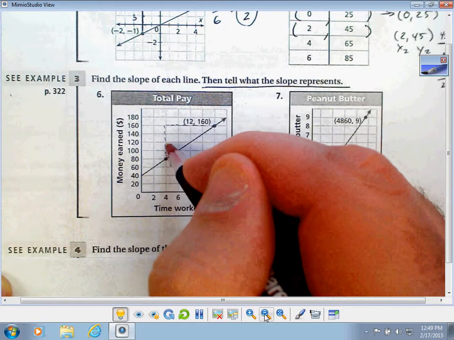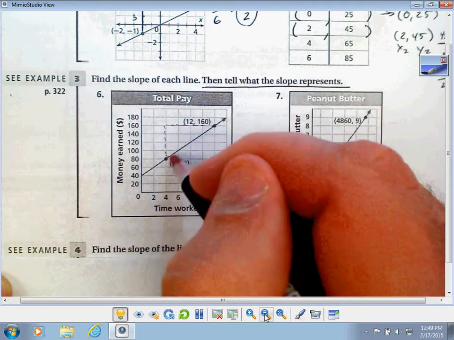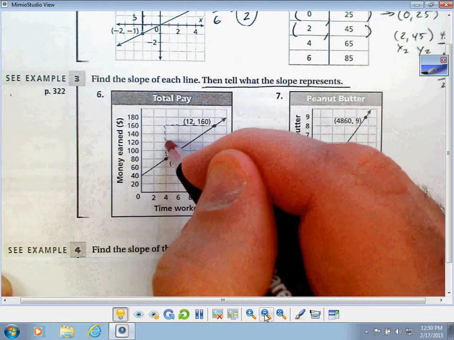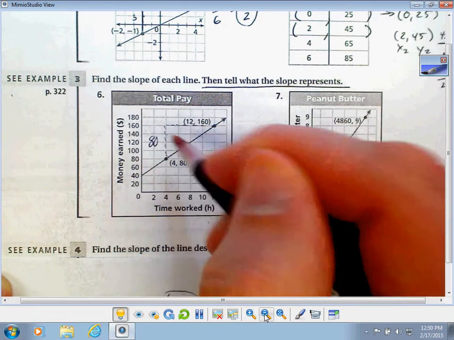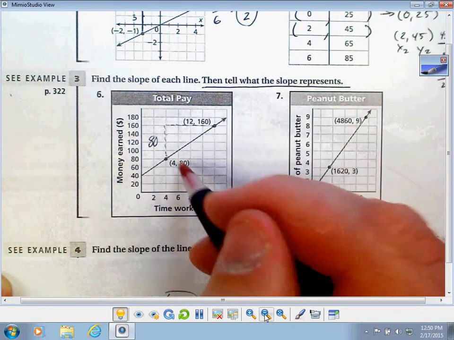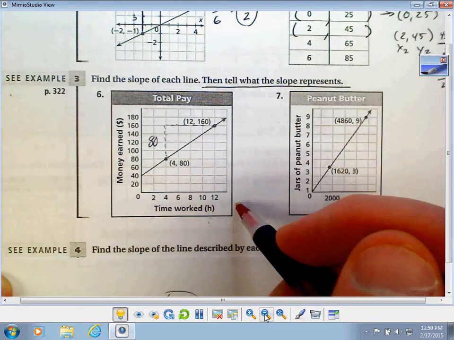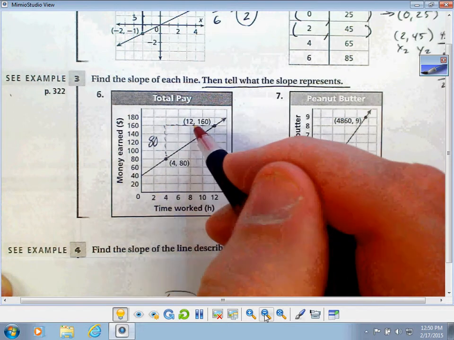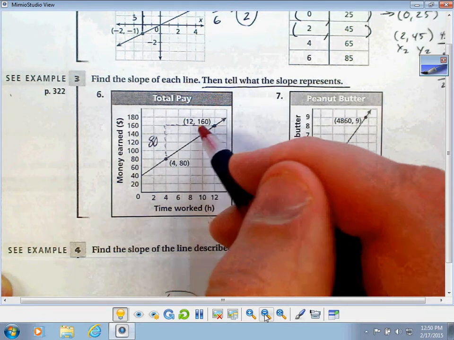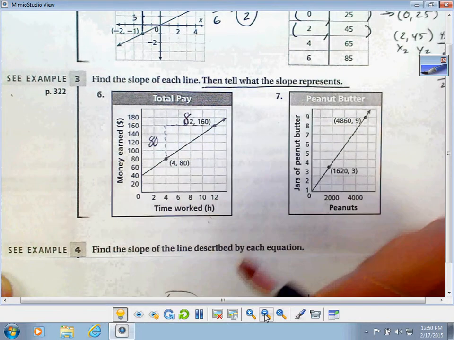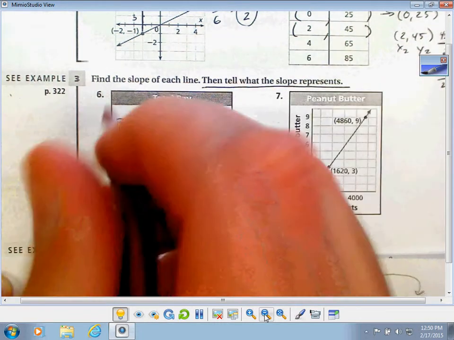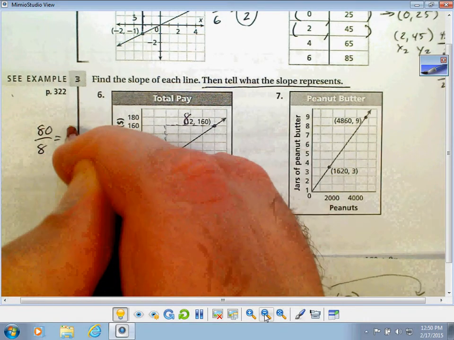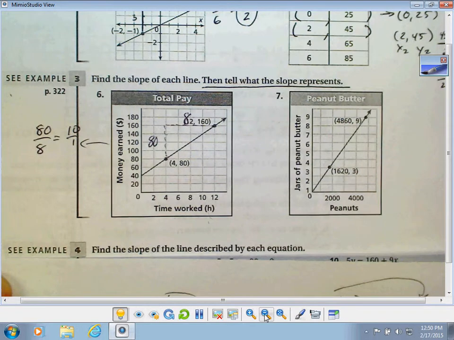So I'm not going to go 1, 2, 3, 4, because each one of these blocks is not by ones, it's by 20s, as you can see over here. So this is really 20, 40, 60, 80. So a rise of 80. And then the run actually is, if you look at the blocks here, they're by 2s. So again, I'm not going to count 1, 2, 3, 4. I'm going to count 2, 4, 6, 8. So this run is 8. So if I do the slope real quick, it's going to be 80 over 8, which is 10 over 1, or just 10.